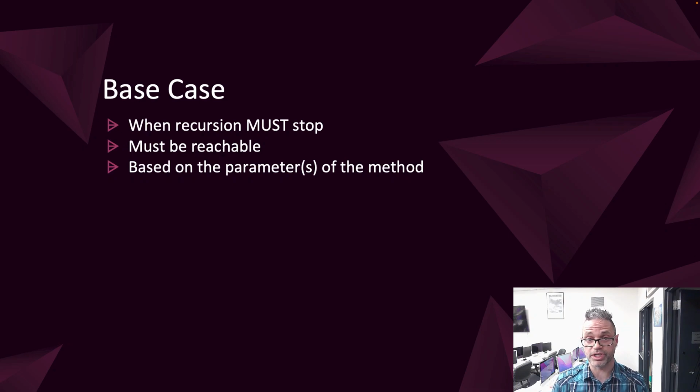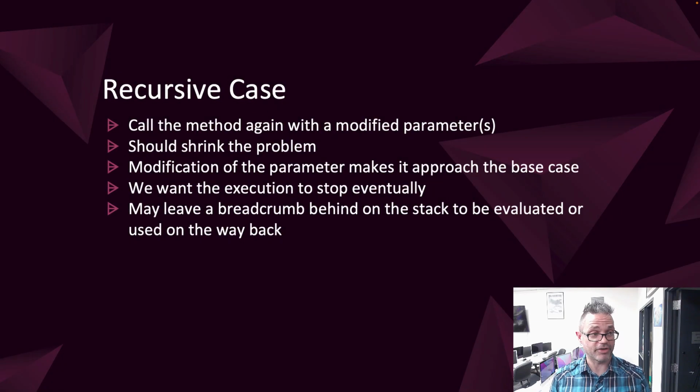So the first thing we want to take a look at is the idea of a base case. This is when recursion has to stop. We've actually solved the base part of the problem. You must have a reachable base case, otherwise you're going to have infinite recursion and nothing will happen. This is based on the parameter or parameters of the method you're sending to it. That's how we identify when to stop. And when we get to the stopping point, or the base case, that's when we give the answer that we finish off with. Then we go back up and we do the rest of the solution as we go through that. The next part we have is the recursive case.